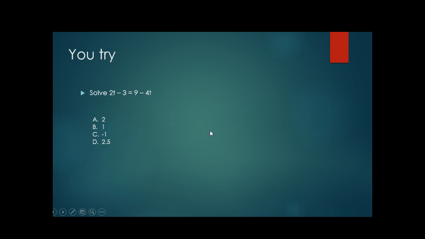So you try. We're going to solve 2t minus 3 equals 9 minus 4t. Is t a, 2, b, 1, c, negative 1, d, 2.5? Go ahead and pause now and try. For more problems like that, you're going to be on page 21, numbers 1 through 8 all.